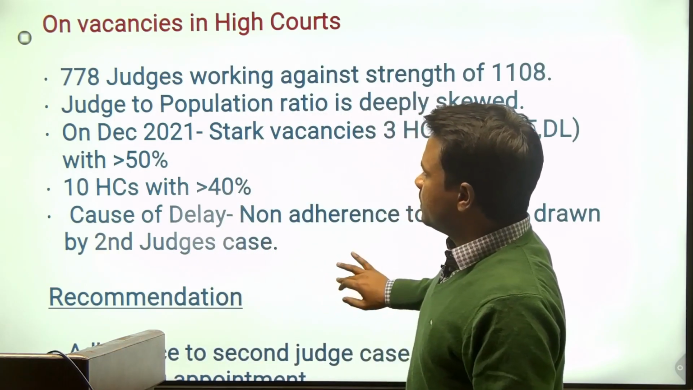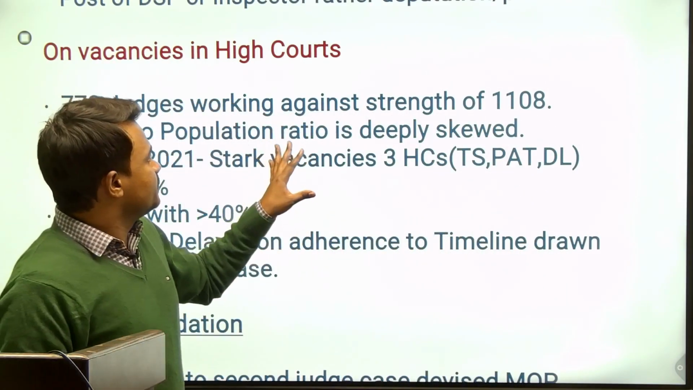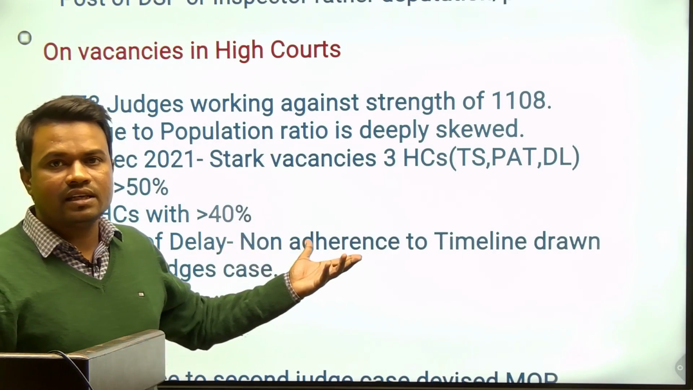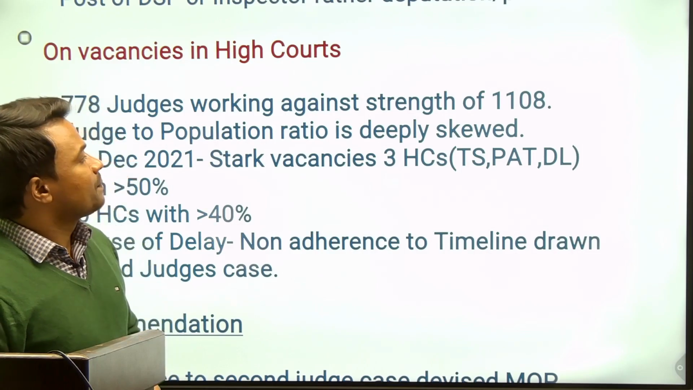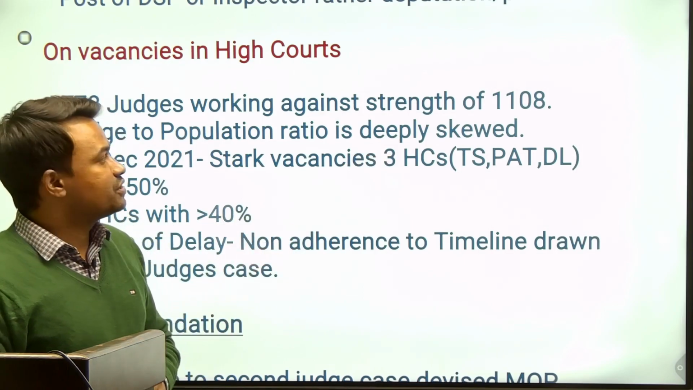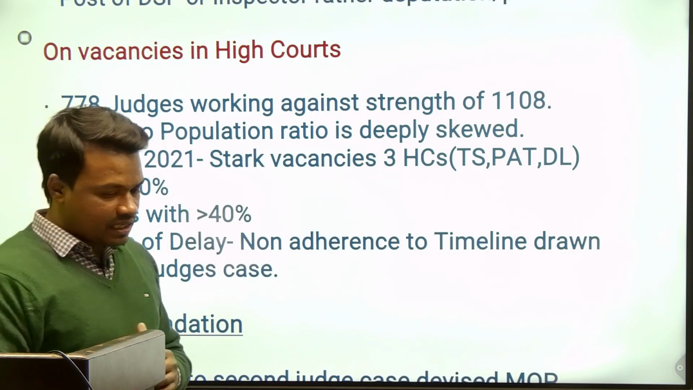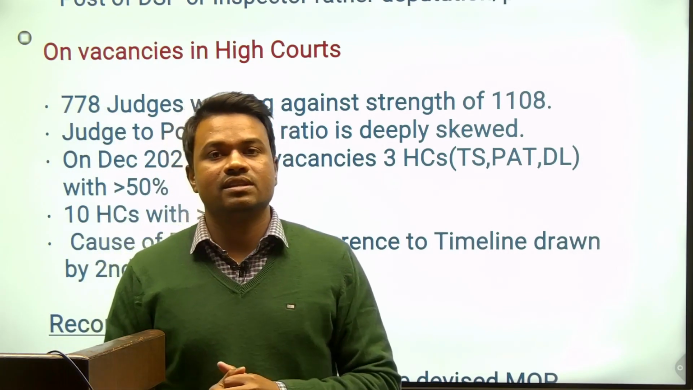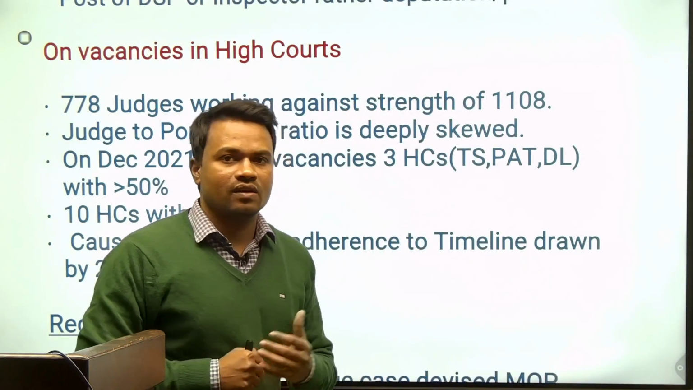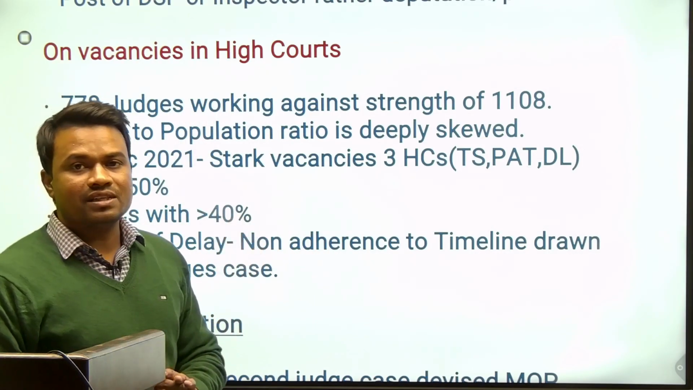So the important highlights and issues are the strength of the High Court judges in India. We know that 25 High Courts are there as of the date, and the sanctioned strength is 1108. But the judges actually working, recruited or appointed, are just 778. So this is the huge gap between the sanctioned strength and the appointments. So the judges to population ratio is deeply skewed.